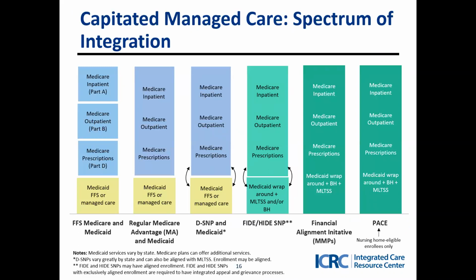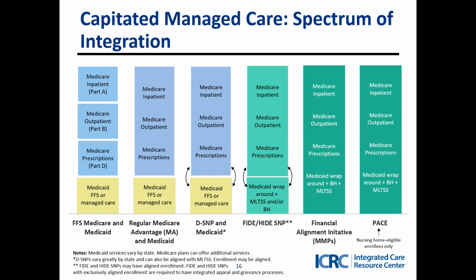All right, so this slide just shows the capitated managed care models in terms of their level of integration. It goes from the least integrated on the left to the most integrated on the right. So let's start at the left. Fee-for-service Medicare and Medicaid provide inpatient, outpatient, and prescription benefits all separately, and Medicaid benefits are provided through fee-for-service or Medicaid managed care plan.